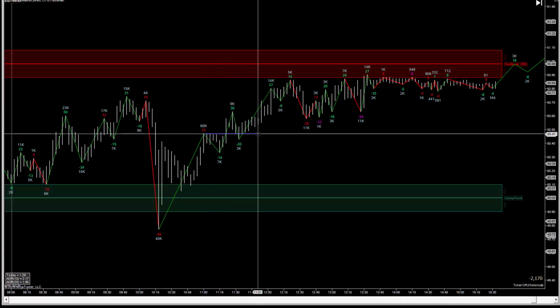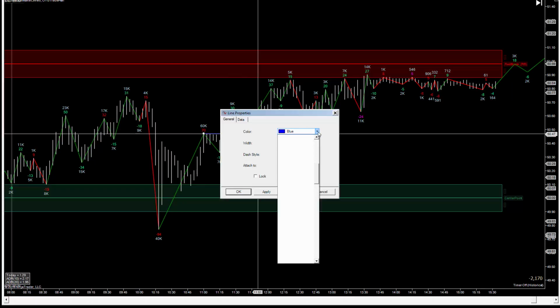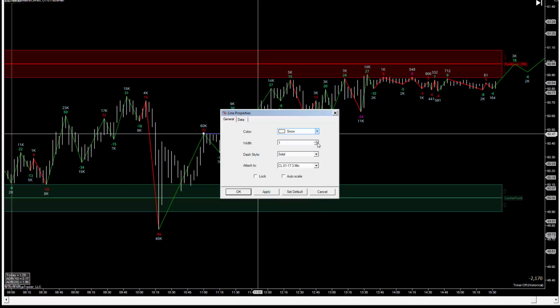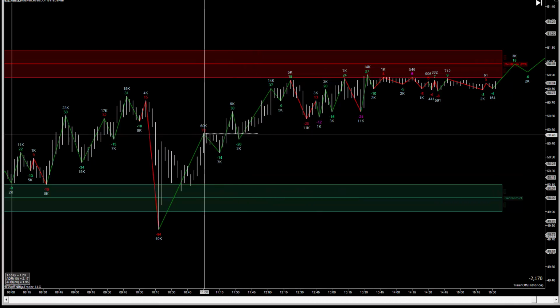Okay, so we'll just put that right there. We'll make this line some color that is easy to see here. Give me a second. There it was. We'll make this snow. We'll make it 2, and then we'll make it dotted. Okay, all right, so that is an area of entry.